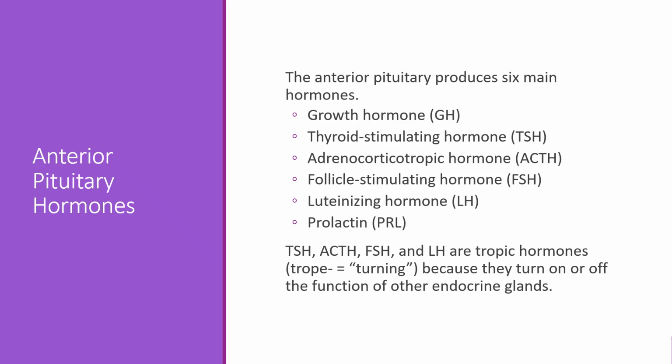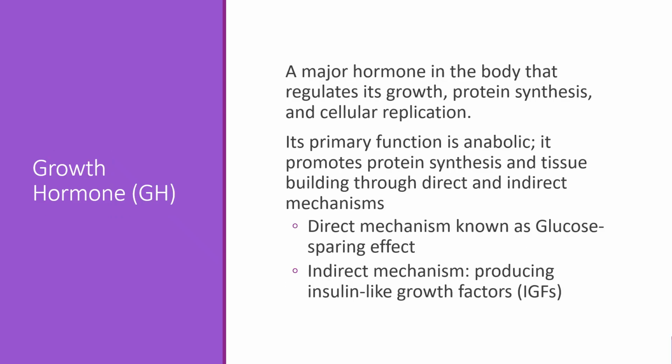All right, let's talk about those hormones. We're going to talk about growth hormone, thyroid stimulating hormone, adrenocorticotropic hormone, follicle stimulating hormone, luteinizing hormone, and prolactin. So TSH, ACTH, FSH, and LH are tropic hormones. Trope means turning, because they turn on and turn off the function of other endocrine glands. So look at the example of thyroid stimulating hormone. This is considered a tropic hormone. It turns on the function of the thyroid gland.